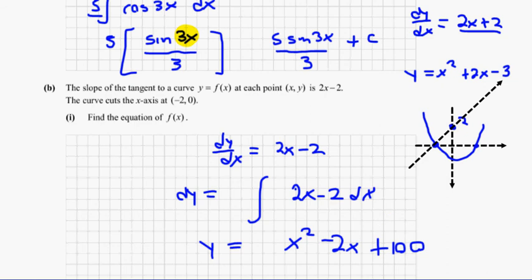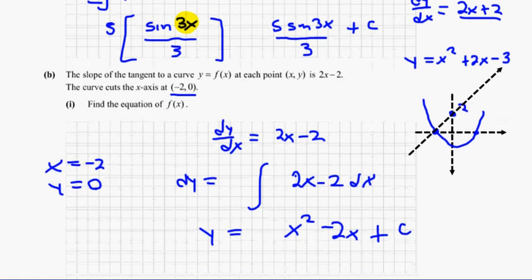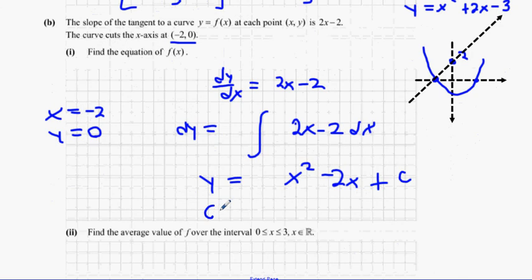So I have to use a letter to represent that. What letter would you like me to use? Let's use C. Okay? But it does tell me something else though, doesn't it? It tells me that the curve has a point. When x equals minus 2, what does y equal? Y equals 0. That should satisfy the equation of the curve, because that point is on that curve. So replace y with 0, replace x with minus 2. What happens here?